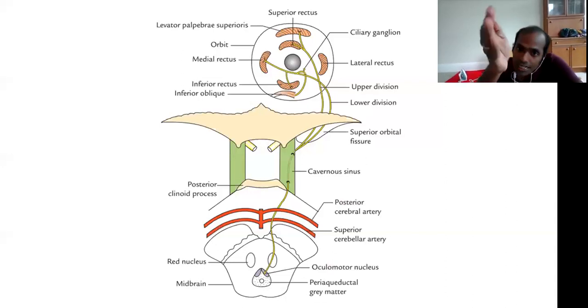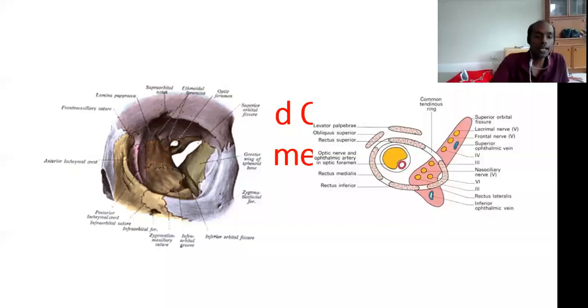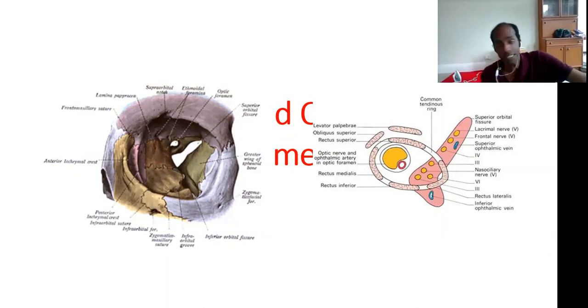The oculomotor nerve then travels into the superior orbital fissure. You remember this superior orbital fissure is here. In the superior orbital fissure, what are the cranial nerves? 3, 4, 6, and the first, that is the ophthalmic division of the trigeminal nerve. The maxillary division has gone out. So if you have a superior orbital fissure lesion, it is going to be exactly the same as a cavernous sinus lesion. The only difference is the sensory loss is only in the ophthalmic division.